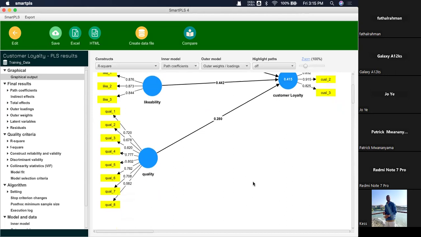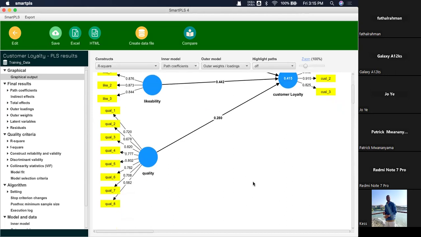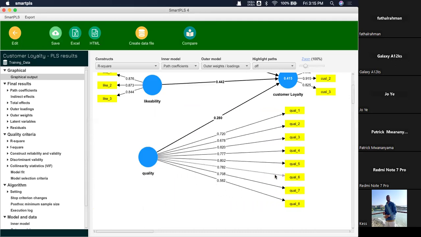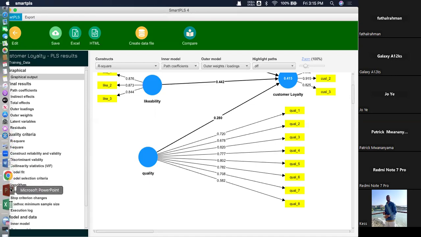Now we have a problem with quality. If you take a look at the indicators, let me turn it this way so I can see clearly. If you take a look at indicator number 2, QUAL2, and you look at QUAL8, you can see that both of them are less than 0.7. That is where we need to refer to this criteria.